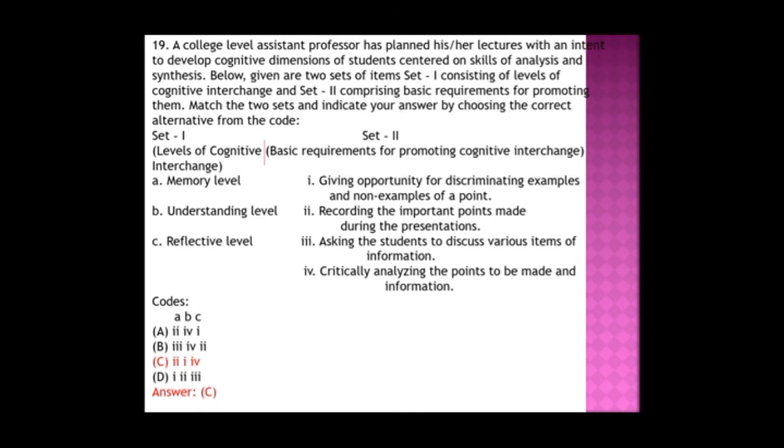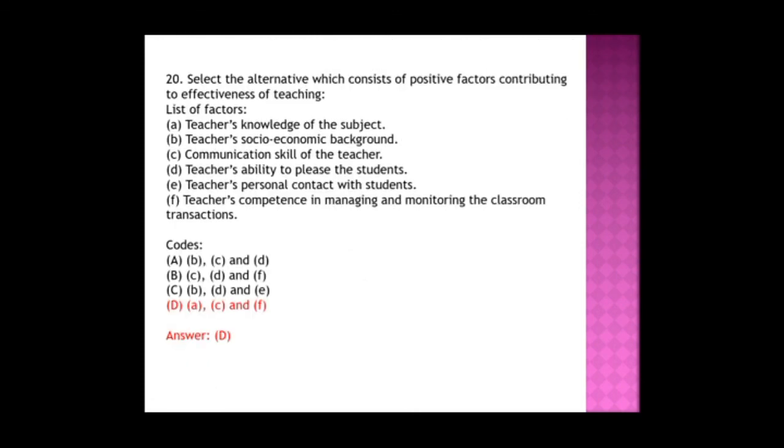So here A, that is memory level, is correct with the second one, recording the important points made during the presentation. Memory level is recording, you can connect with that. And B is understanding level, which connects with the first one, giving opportunity for discriminating examples and non-examples of the point. And C is connected with the last one, the fourth one, critically analyzing the point to be made and information, that is reflective level. So here the answer is C.